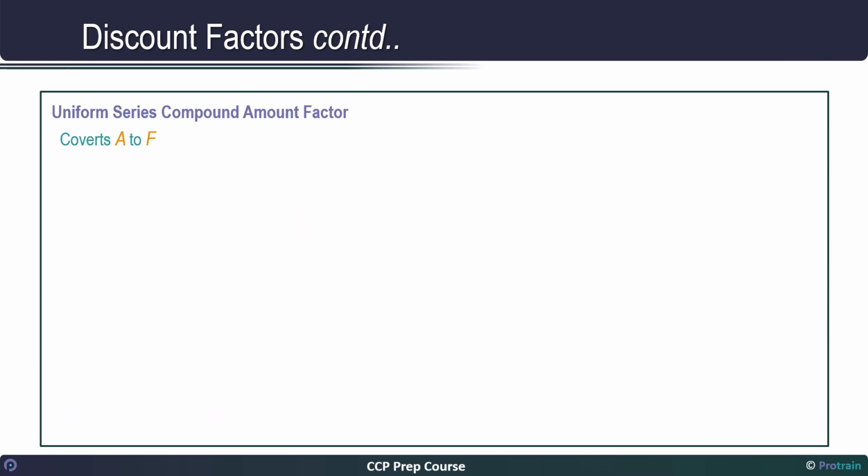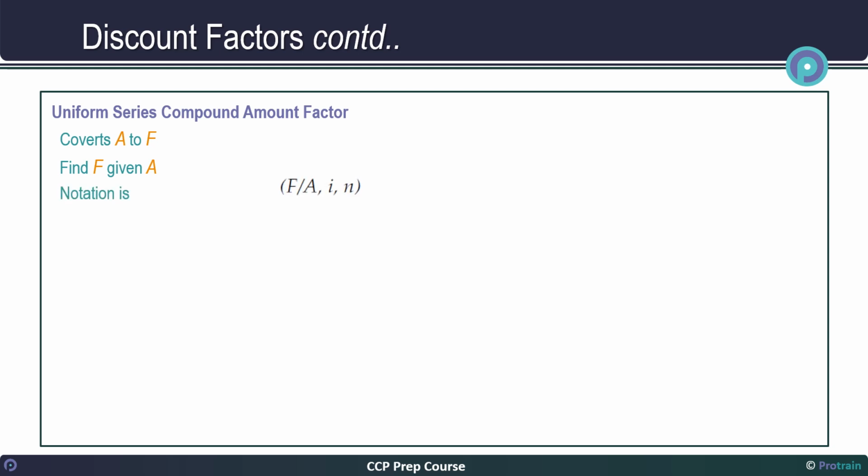Let us review uniform series compound amount factor. This factor converts annuity or equivalent uniform annual worth to future value. In other words, it helps us find F when A is given. The notation is F by A, I, N. Formula is (1 plus I) to the power n, minus 1, divided by I.